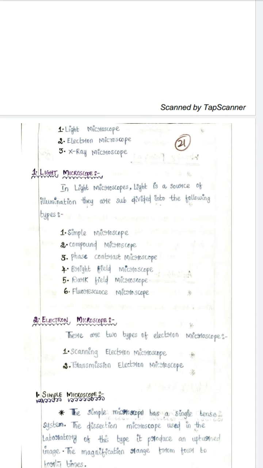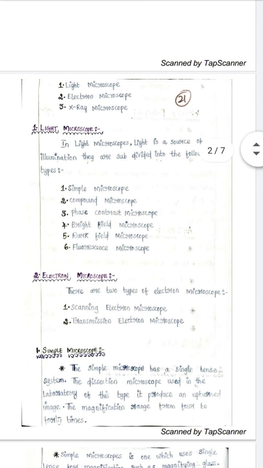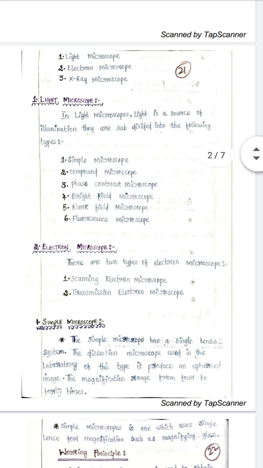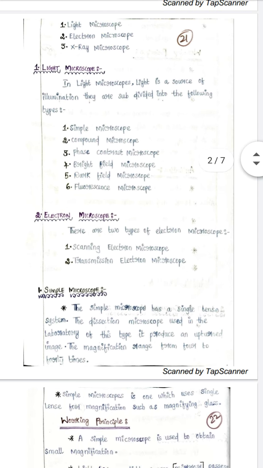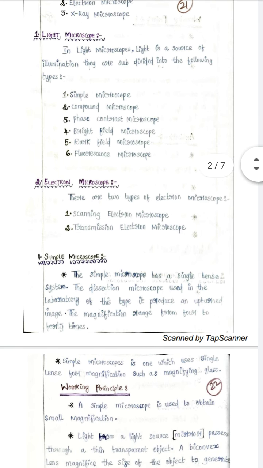In the light microscope we have different types. It is subdivided into the following types: simple microscope, compound microscope, phase contrast microscope, bright field microscope, dark field microscope, and fluorescent microscope. The fluorescent microscope, the phase contrast microscope and the light microscope are very important. Everything is very important.